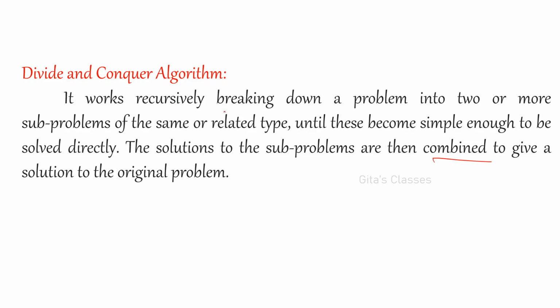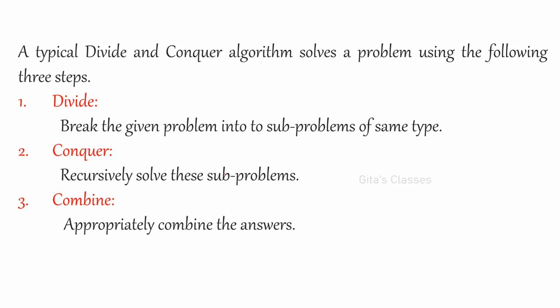If the problem is very big, then recursively you have to break it down into two or more sub-problems of the same or related type. It is very simple, very easy. Let us see: a typical divide and conquer algorithm solves a problem using the following three steps. The first step is divide: break the given problem into sub-problems of the same type. Then conquer: recursively solve the sub-problems. Then appropriately combine the answers.